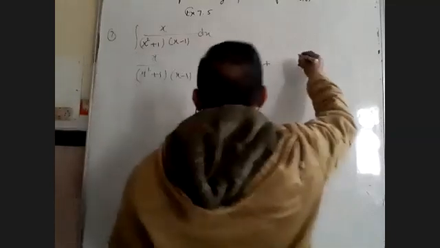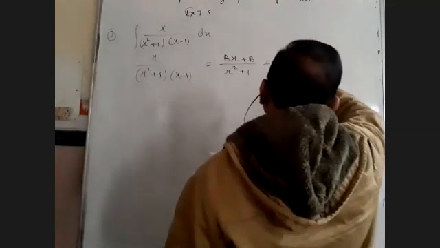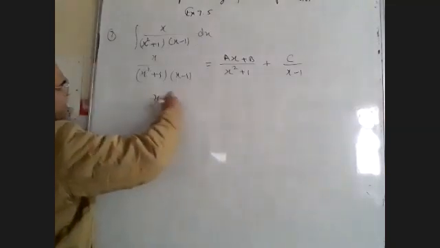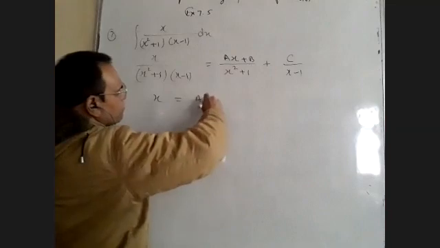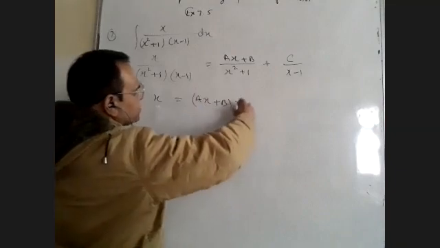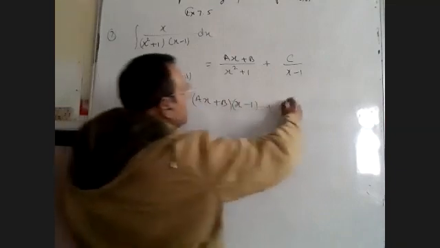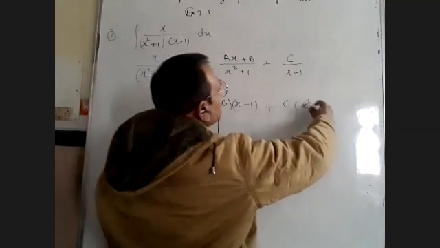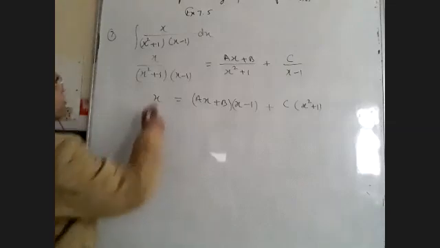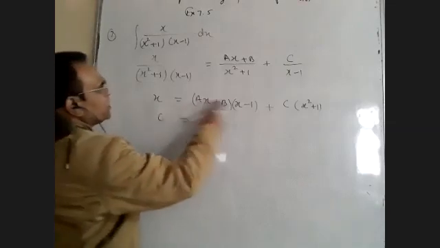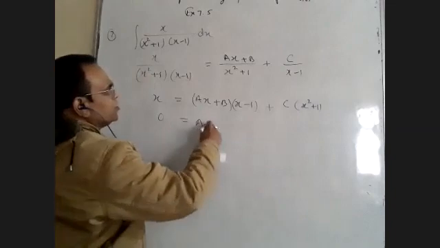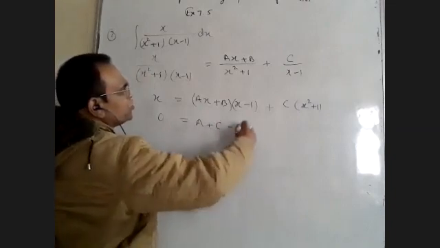plus c upon x minus 1. So now you will try to get the value of, you can compare the numerator, then it becomes ax plus b into x minus 1 plus c x square plus 1. Now you have to compare the coefficient. Here you just see the coefficient of x square is 0. Here the coefficient of x square will be a. Here the coefficient of x square is c. So a plus c is equal to 1 equation, you got it.